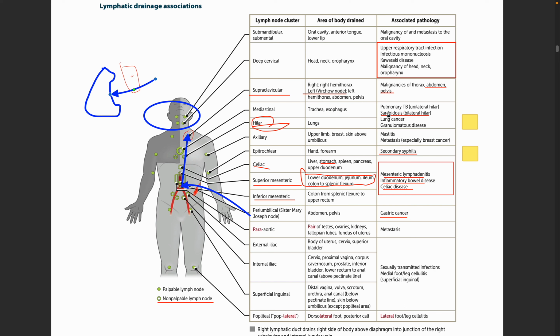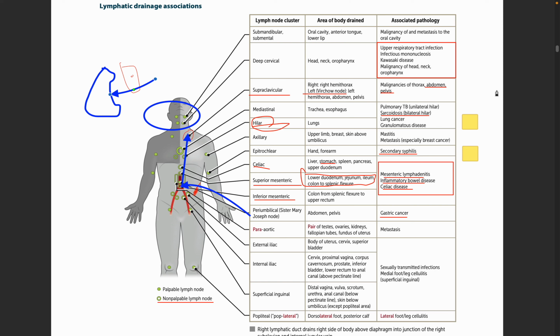Then, what are the diseases which should be related to these mediastinal and hilar lymph nodes, or which should be drained by these two lymph nodes? First one is the pulmonary TB. Since pulmonary TB, Mycobacterium tuberculosis, is the causative agent which affects one lung at one time, that's why the hilar lymph nodes unilaterally will get enlarged in case of pulmonary TB.